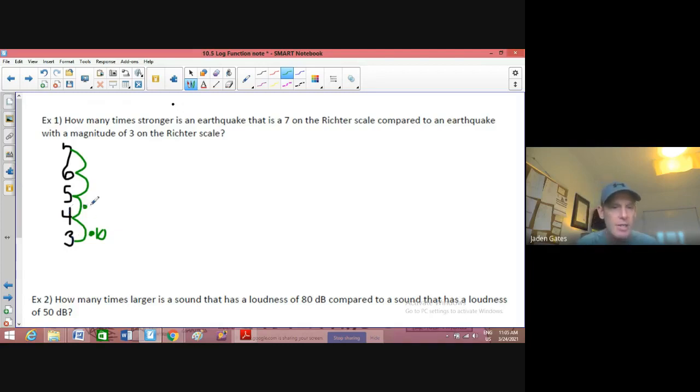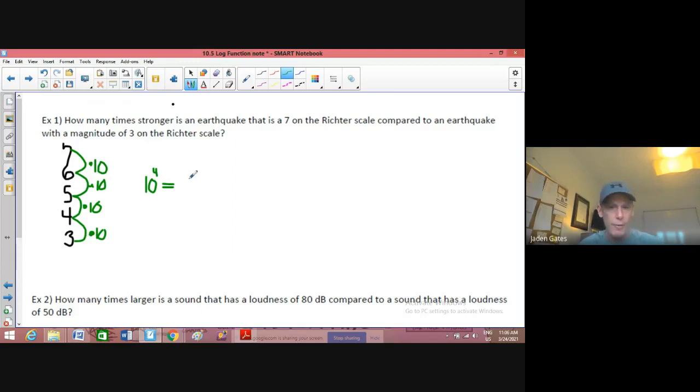A 5 is 10 times stronger than a 4. A 6 is 10 times stronger than a 5. And you see what I'm doing here? And so if I'm comparing a 3 to a 7, I'm going to multiply by 10 four times. Or another way of saying that using exponents, 10 to the power of 4.